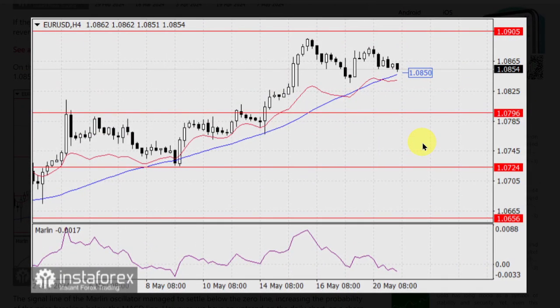On the 4-hour chart, the price approached the MACD line. It's a blue line on the graphic. If it consolidates below the 1.0850 mark, it will indicate the price intention to test the support at 1.0796.